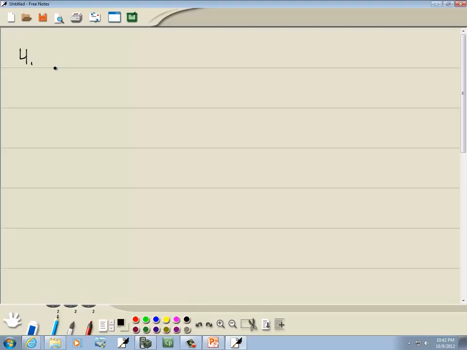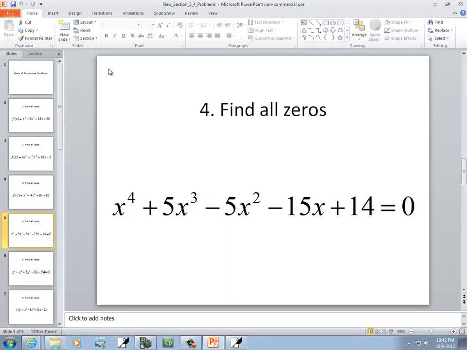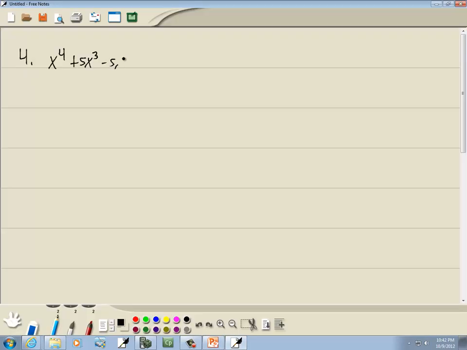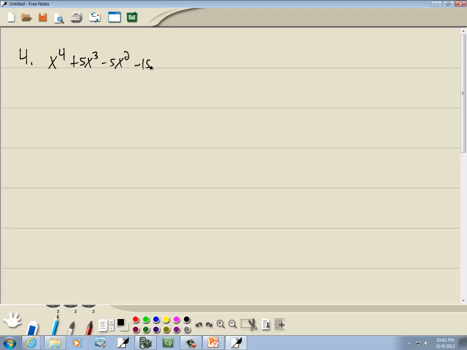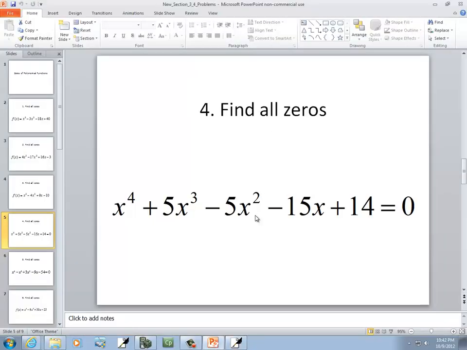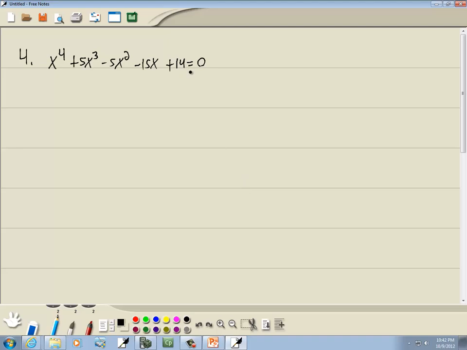It says find all the zeros, and we got x to the fourth plus 5x to the third minus 5x squared minus 15x plus 14 equal to 0. Now I say find all the zeros, but I've actually already set this up equal to 0. So we're just solving this. Now our largest power is x to the fourth, which means we're going to have four answers. So let's see what we can find via the calculator.